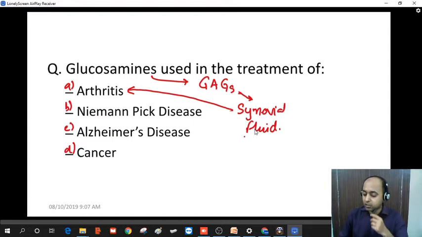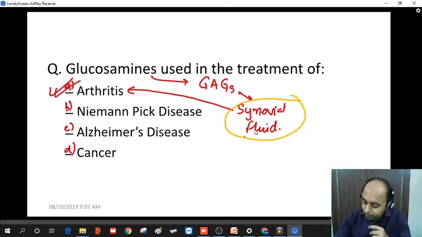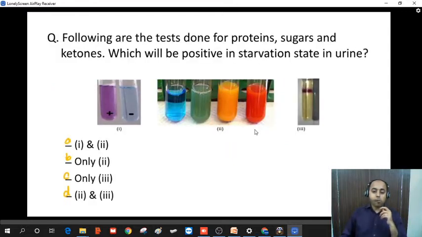I'm happy to see that a lot of you have been giving the correct answer. The answer being arthritis. Glucosamine used in the treatment of arthritis, it promotes the synthesis of the synovial fluid. So glucosamine is the correct answer. Glucosamine is used in the arthritis. Very good. It's very nice to see most of you have given the correct answer. Let's move on to the next question.